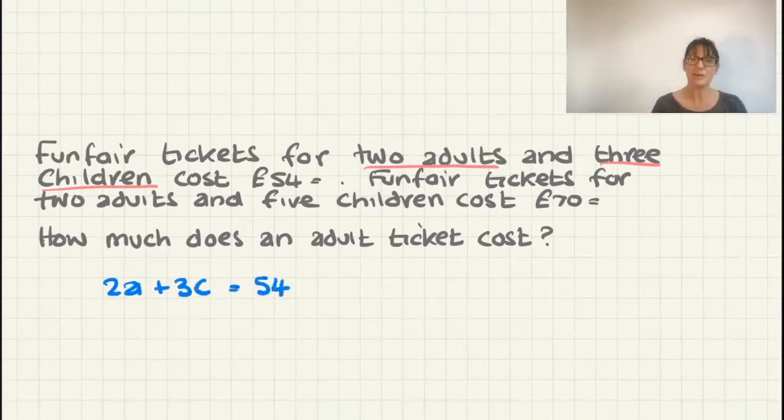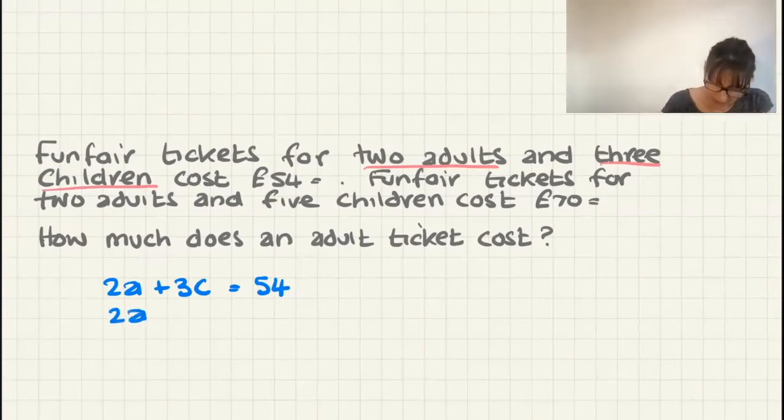And you can kind of see it when we write it in mathematical notation. When it's written as a sentence, it feels difficult to understand. But as soon as we write it in our notation, where we write things kind of in code as simply as we can, it becomes very easy to read. 2a plus 3c together is 54. And 2 adults plus 5 children is 70.